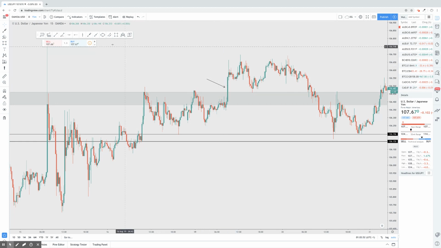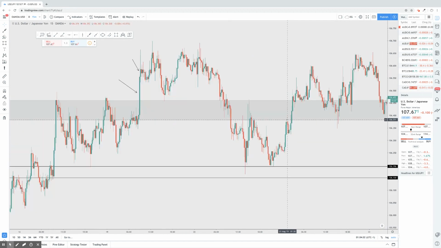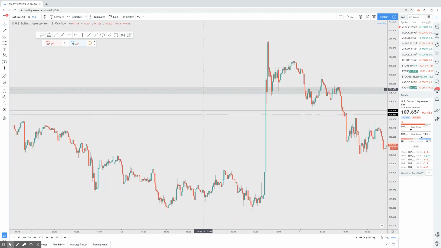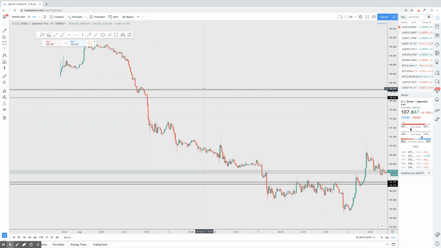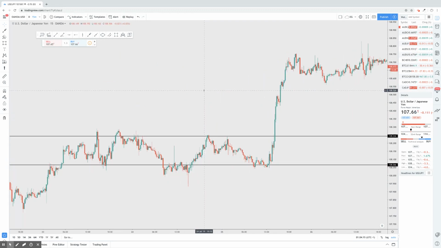Here's another example using the same zone I had drawn in earlier. So we get a nice breakout, and then we get, no, this didn't end up working, but it's a good example of when it doesn't work. So it didn't work out there. And like I said, it's not always going to. I'm going to try to find another one where it does.